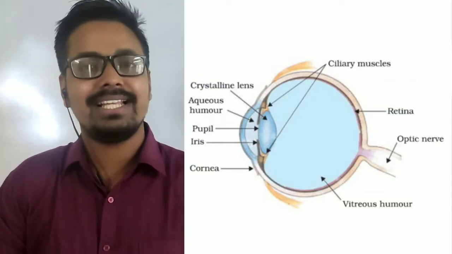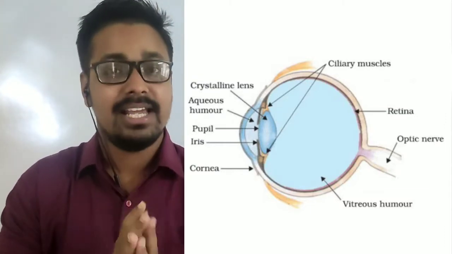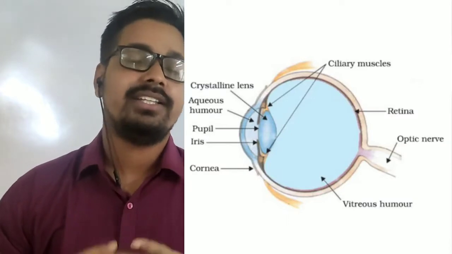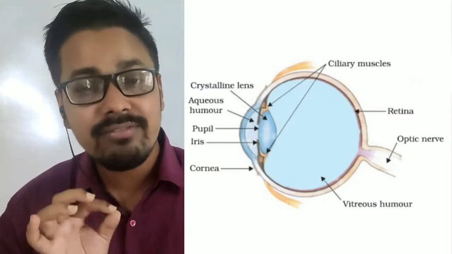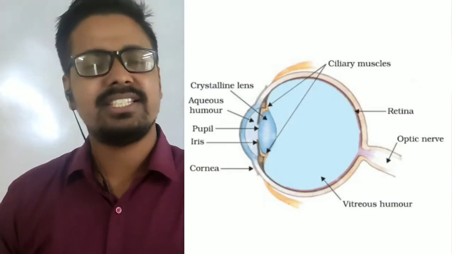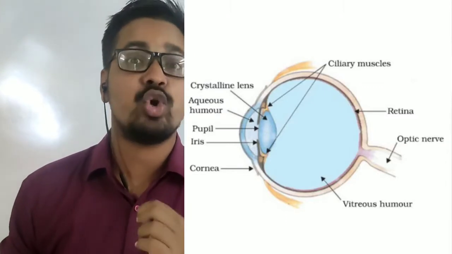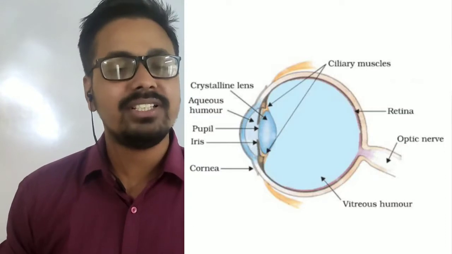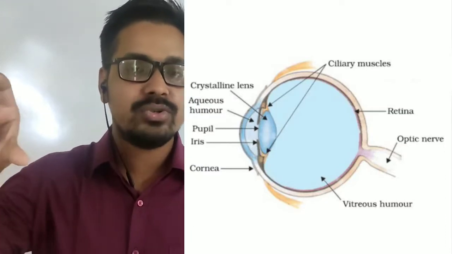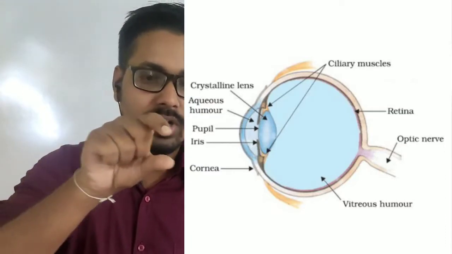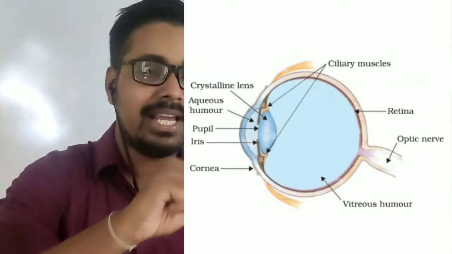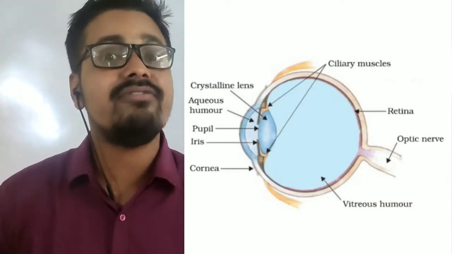Now, the crystalline lens is a convex lens. As you can see from the diagram itself, the crystalline lens is a convex lens. And as we have studied in chapter 10, reflection and refraction, convex lenses are converging lenses. By converging lenses, I mean that the rays which enter the convex lens will converge at a particular point, and that particular point is generally a focus.